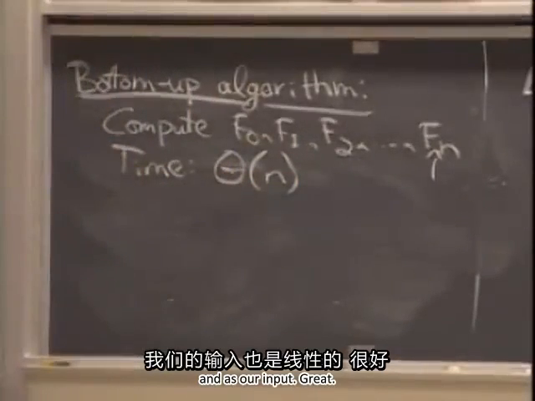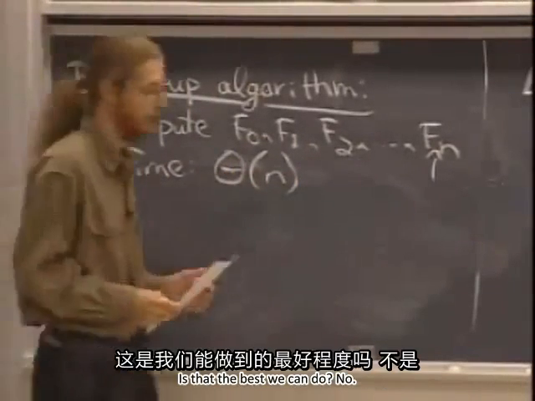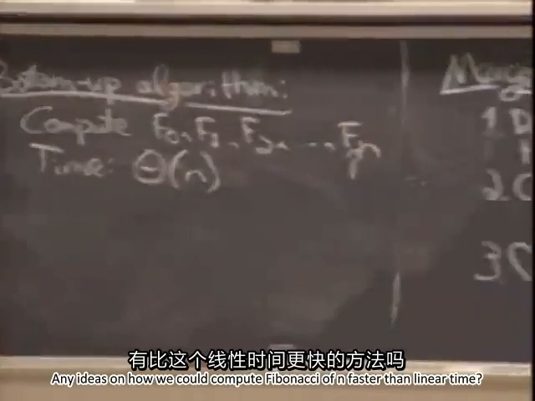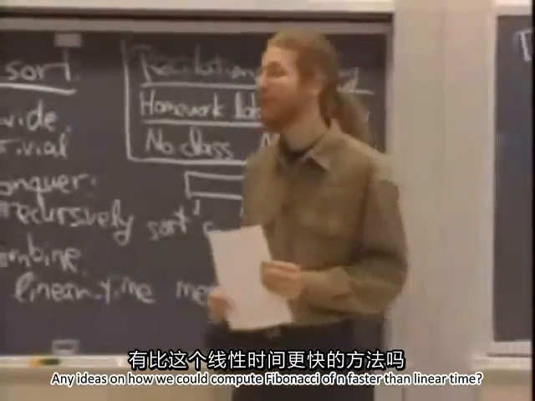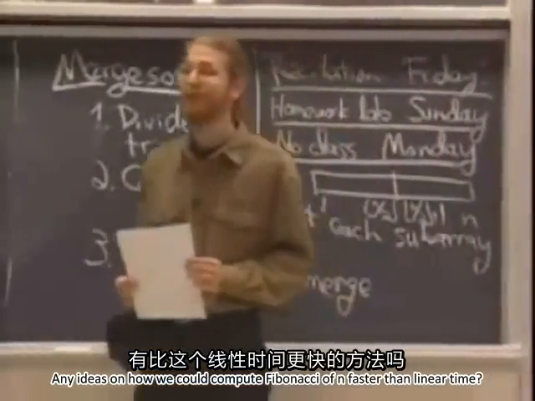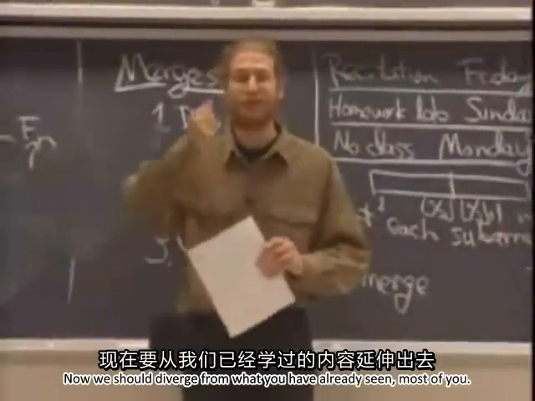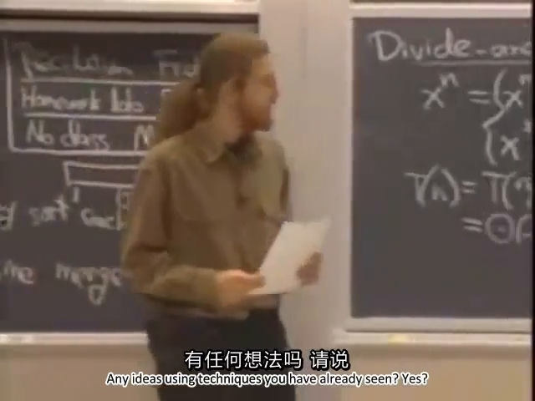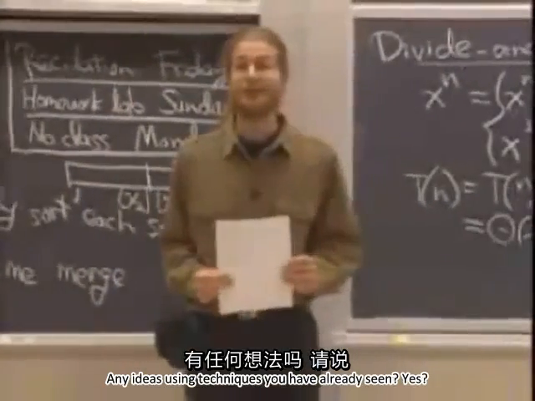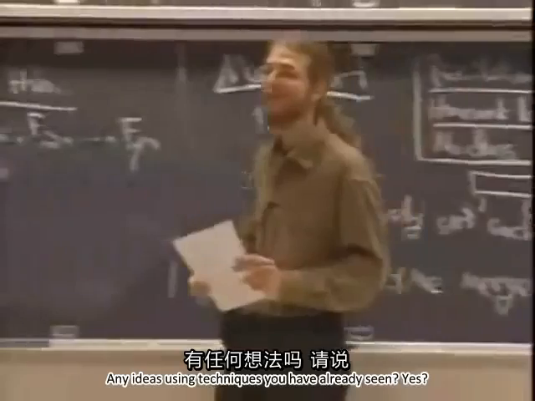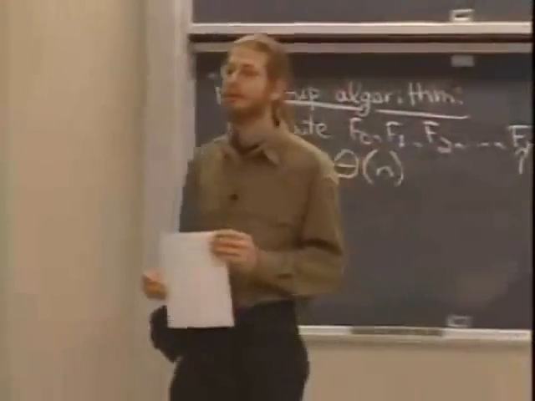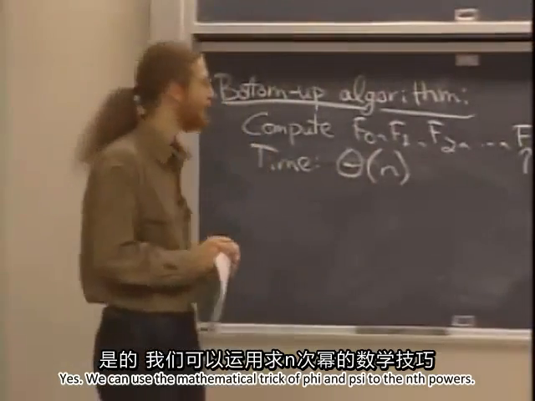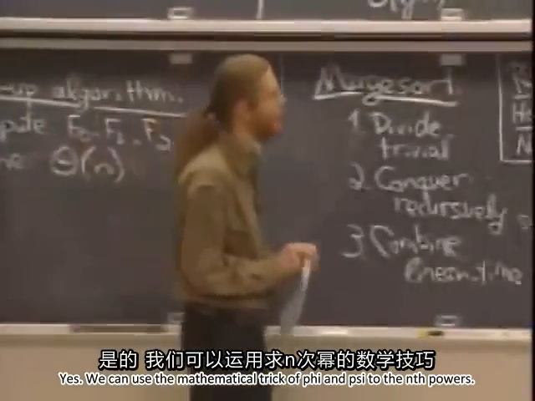Great. Is that the best we can do? No. So any ideas on how we could compute Fibonacci of n faster than linear time? So now we should diverge from what you've already seen for most of you. Any ideas using techniques you've already seen? Yes? Well, maybe it's cheating then, but there's the neat mathematical trick with phi and psi to the nth powers. Yes, we can use the mathematical trick of phi and psi to the nth powers.